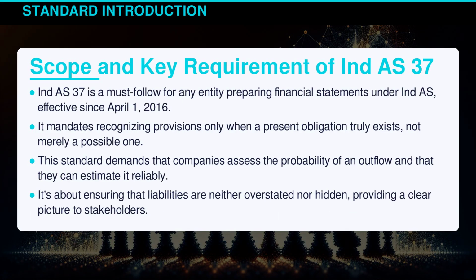Indian Accounting Standard 37 is a must-follow for any entity preparing financial statements under Indian Accounting Standard, effective since April 1, 2016. It mandates recognizing provisions only when a present obligation truly exists, not merely a possible one. This standard demands that companies assess the probability of an outflow and that they can estimate it reliably. It's about ensuring that liabilities are neither overstated nor hidden, providing a clear picture to stakeholders.